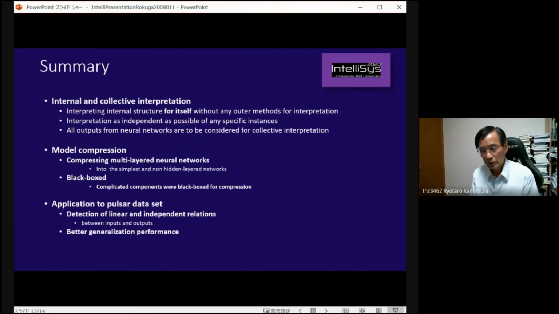This is a summary of my presentation. We tried to interpret internal structure by itself without any other method for interpretation. Interpretation is as independent as possible. All outputs from neural network are to be considered for corrective interpretation. And we compress multi-layer neural network into the simplest and non-hidden layered ones, and complicated components are boxed for compression. And we have just one application to show the good performance. We could detect a linear and independent relation between input and output with better generalization performance.